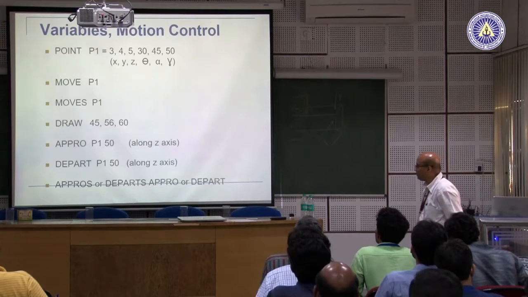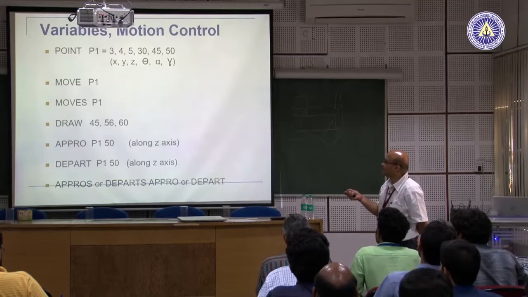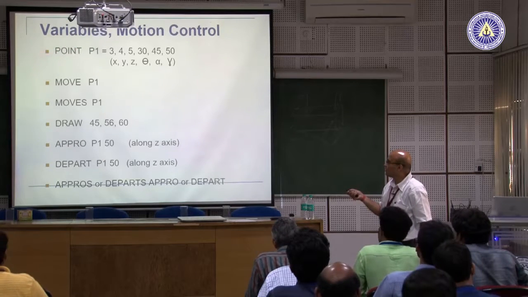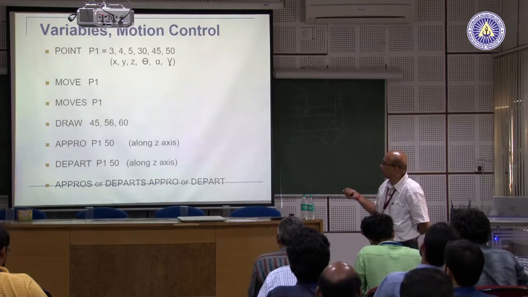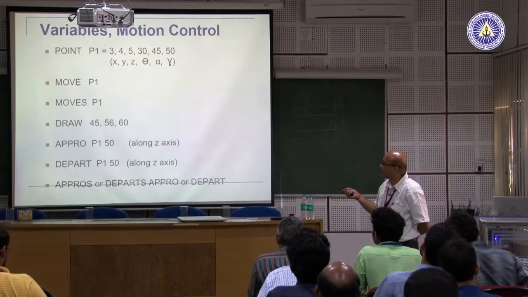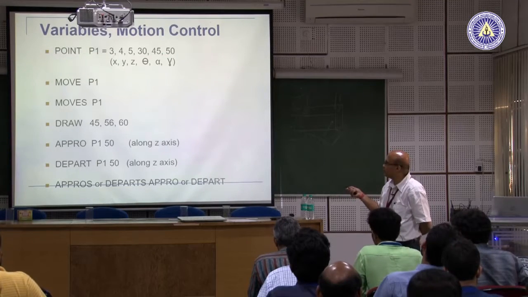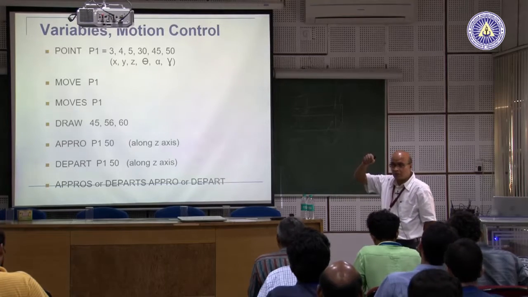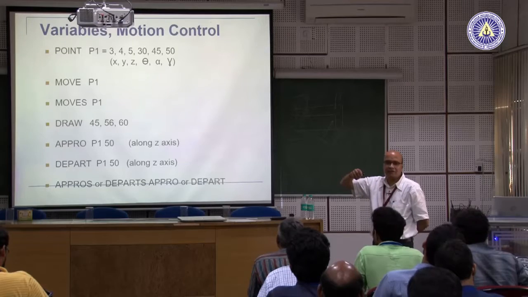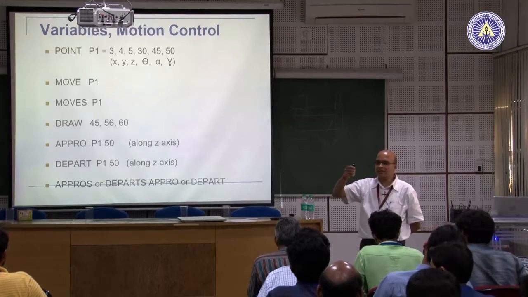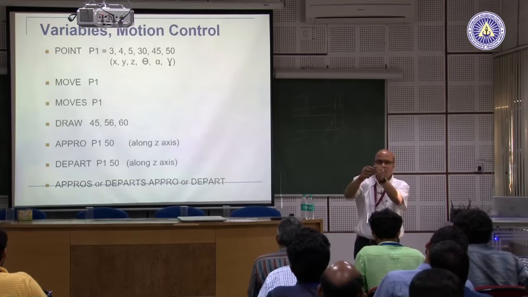So, the first one is very simple, variables and motion command. The first is a point. The point means a point in space. This is the variable name, the syntax. So, if you say point P1, it means the name of the point is P1, and it has 6 coordinates. The first 3 coordinates are x, y, z coordinates. That means the coordinates of that point in space, x, y, z, and the other 3 are the angles of the end effector at that point. So, I want this end effector to go to this point, but I am also interested in telling what angle it should go.